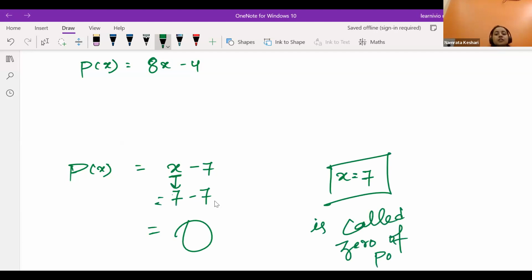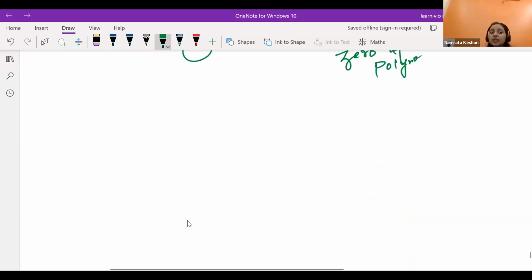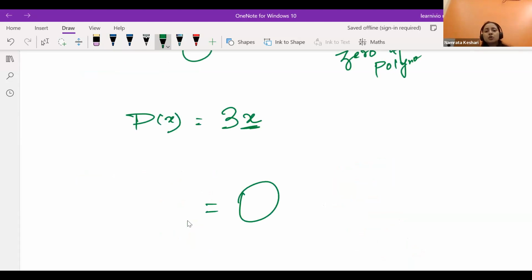So 0 doesn't mean that the x value will be 0. 0 means such a value of x which will make the polynomial 0. Sometimes the x value can be 0 also. If I give you a polynomial p(x) equals 3x, and ask what we shall take in place of x so that the complete result will become 0?